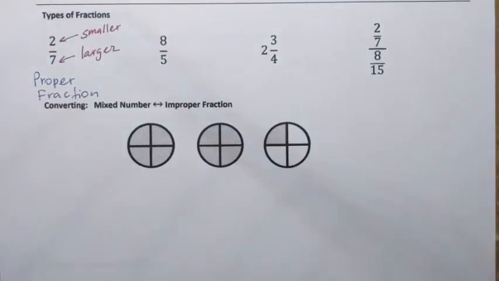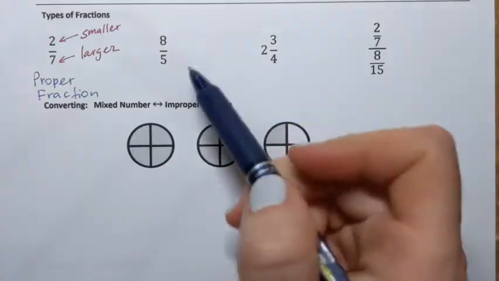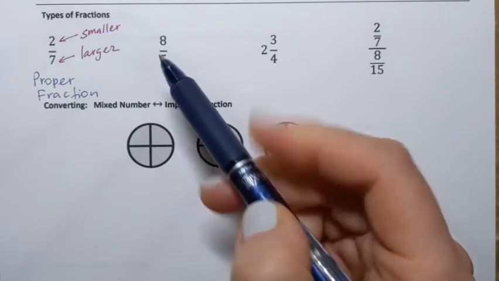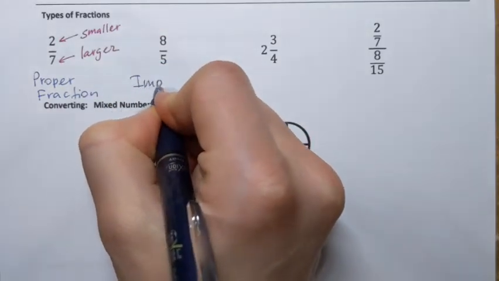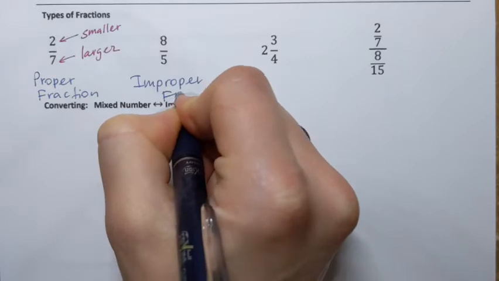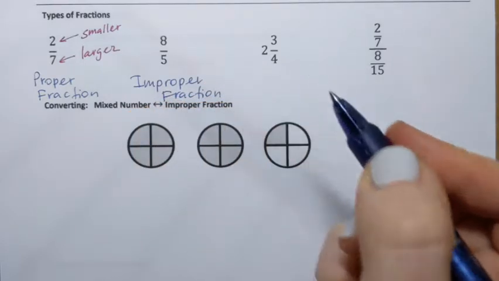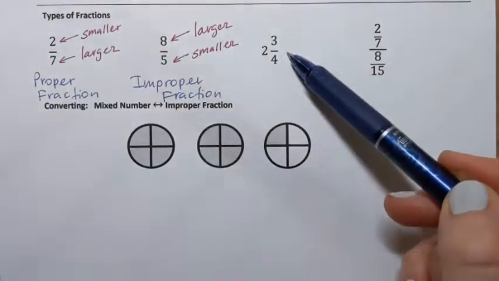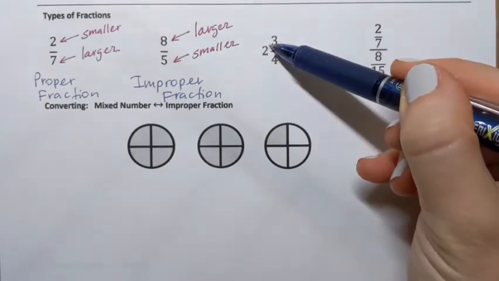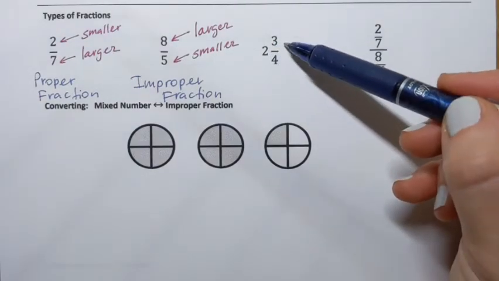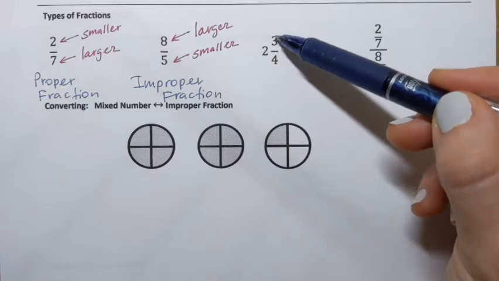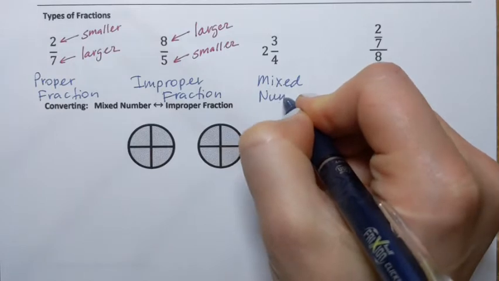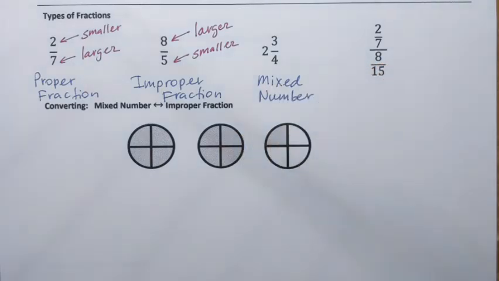Next example is an example of improper fraction, because as you can see, in this case, the numerator is greater than denominator. Improper fraction. Next example is an example of a mixed number. It contains a whole number, that's 2, and a fraction, 3/4. So we'll say 2 and 3/4. Mixed number.